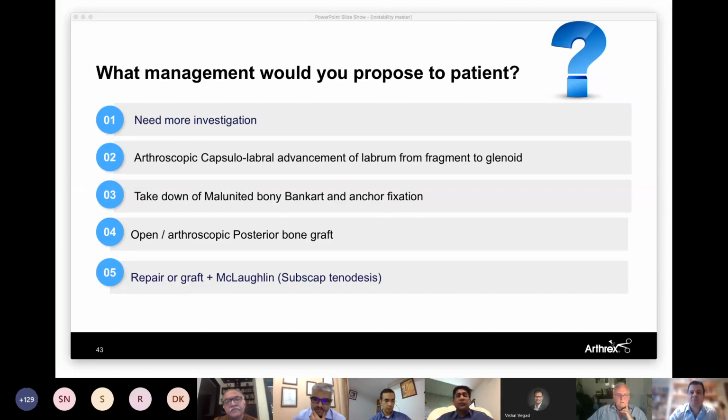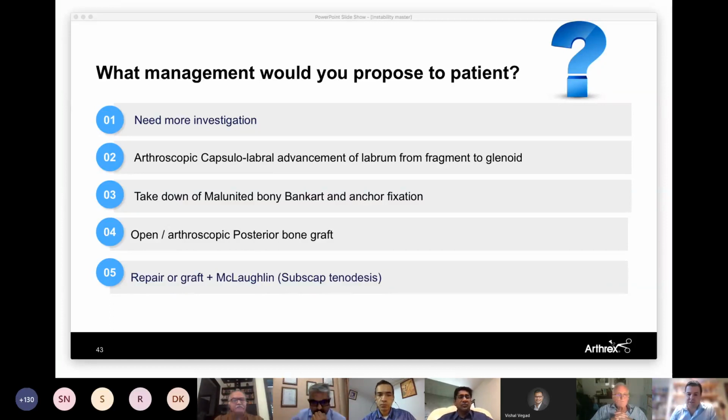Then probably we can take down that malunited fragment and try to get it back, because this fragment measurement is not more than 15%, isn't it? Whatever the malunited. The overall width of the fragment was around 4 millimeters from anterior to posterior. So if you take an average glenoid of 27, 28, so 14, 4 out of 14 would be around 15-20% anyway. Okay.